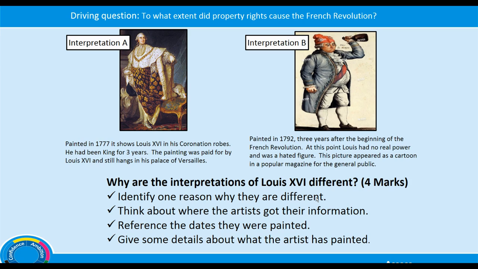Next lesson, we will try to tie these causes together and write an extended piece of writing on what caused the French Revolution. Next term, we'll look at what happened after 1789 when things get increasingly violent. Best of luck with these tasks and feel free to contact me if you need any help.